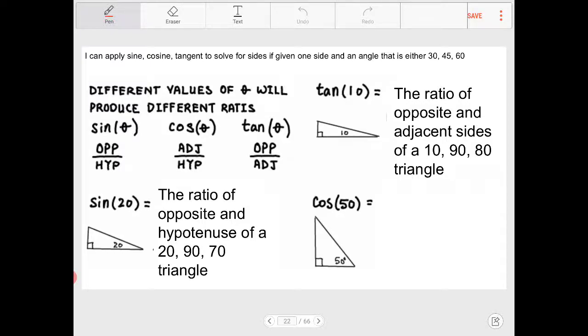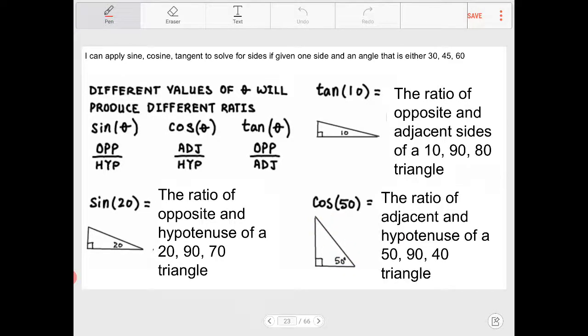Similarly with cosine of 50 degrees, if I have adjacent to hypotenuse, what I'm asking for here is what is the ratio between the adjacent and the hypotenuse of a 50, 90, 40 triangle. So again, we expect that ratio to be something small. We expect it to be less than 1 because we can see that the adjacent side is smaller than the hypotenuse.